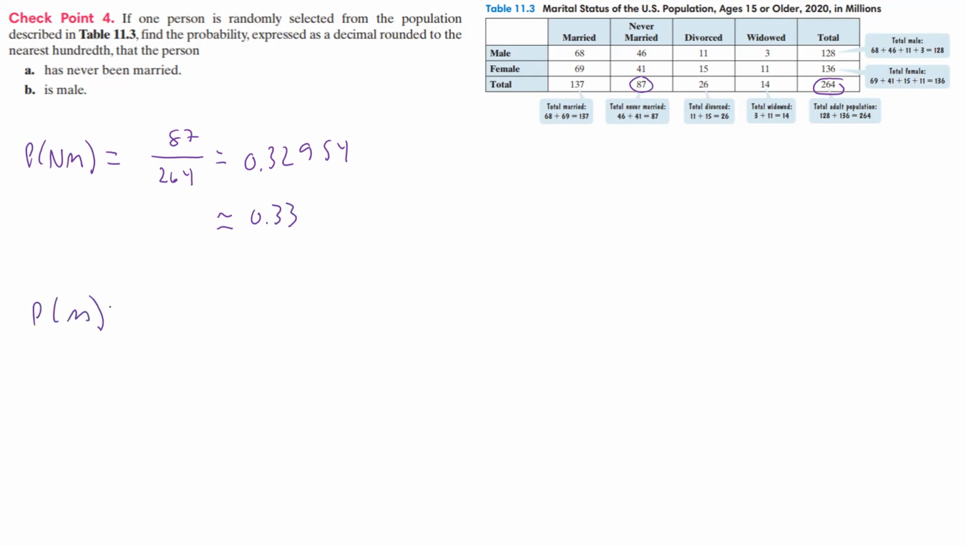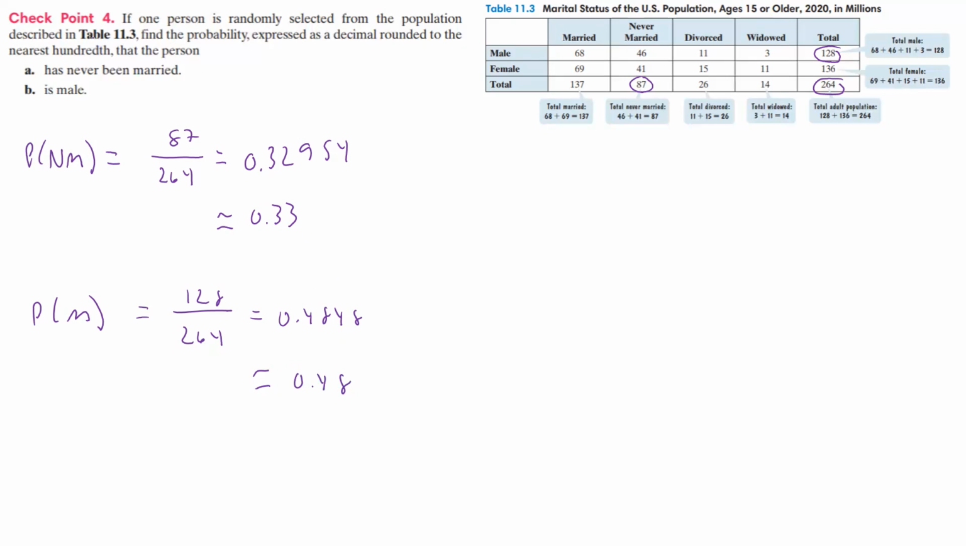The probability it's a male. Now we have to remember that's never married, this is a male. Well, it's a male, and there are 128 of those. That's going to be 128 in the numerator. And again, there's still 264 in the denominator. So 128 divided by 264 is going to give us 0.484848, 0.4848. And that rounds to approximately 0.48. So that's going to be our probability here.